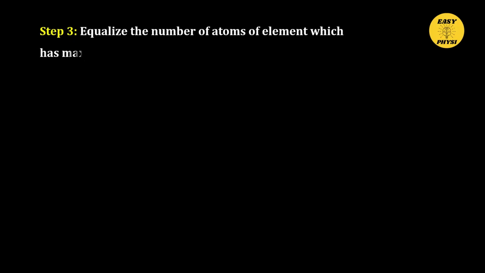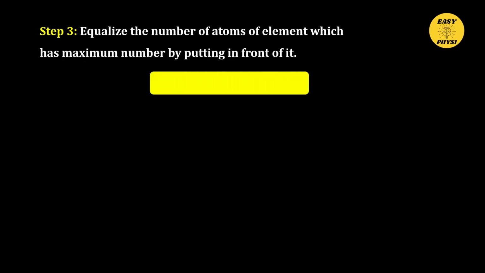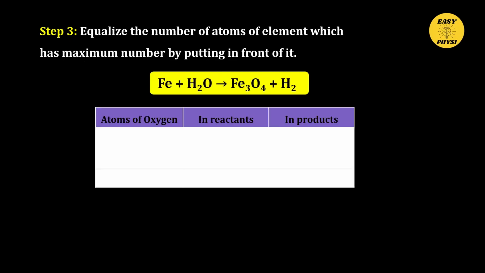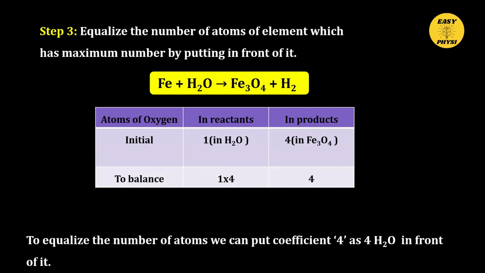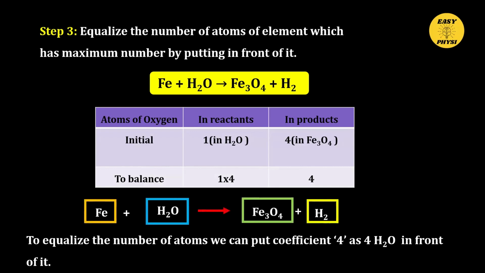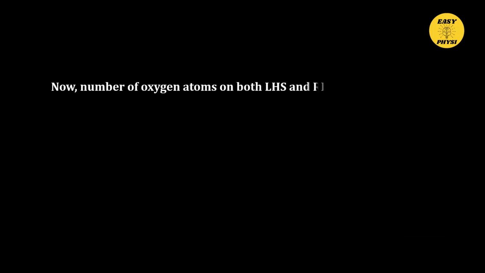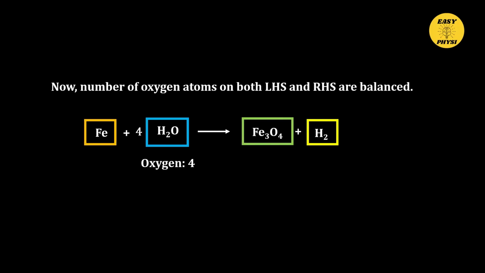Step 3: Equalize the number of atoms of the element which has the maximum number by putting a coefficient in front of it. We have seen the maximum number is 4 on the right hand side. So for atoms of oxygen, initially it has 1 in H2O while 4 in Fe3O4. So we will balance it by multiplying the reactant by 4. To equalize the number of atoms, we can put coefficient 4 as 4H2O in front of it. Now the number of oxygen atoms on both the left hand side and right hand side are balanced. The number of oxygen atoms on the left hand side is 4, while on the right hand side it is also 4.